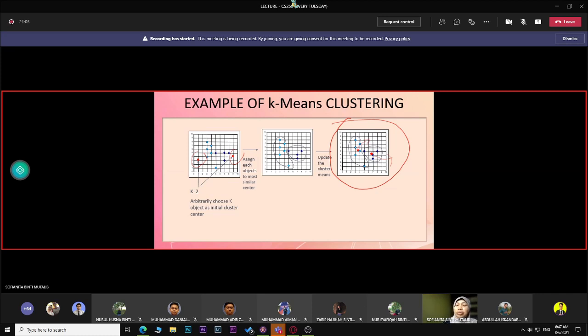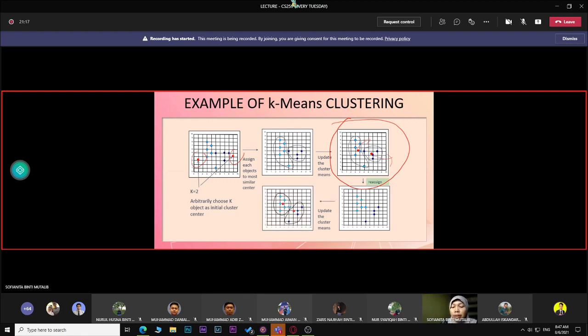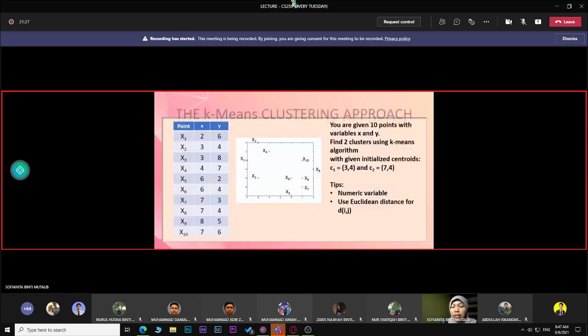Then it is repeated, and each of the objects in the data set will be calculated. The distance of each object will be calculated based on these 2 new centroids. As you see here, this is the updated cluster, the objects in each cluster, and then it will iterate, and so forth.